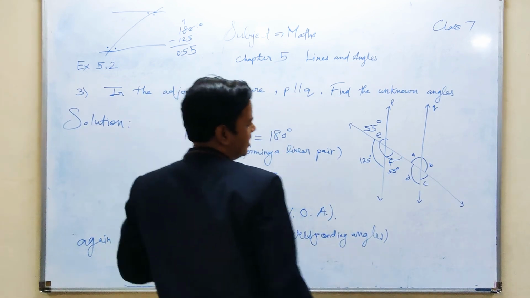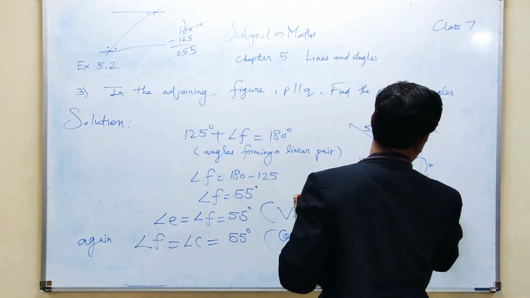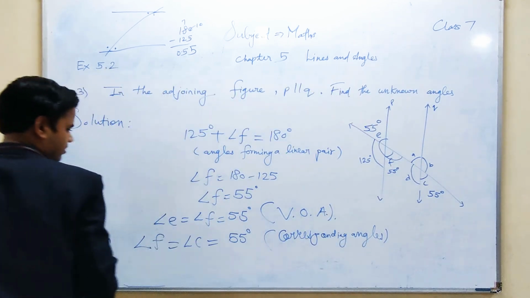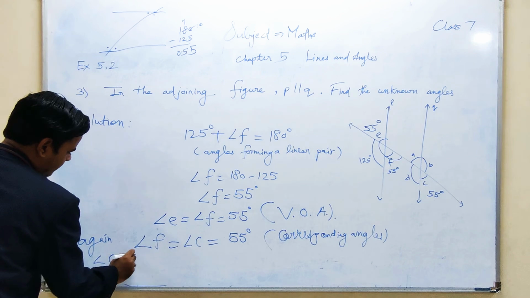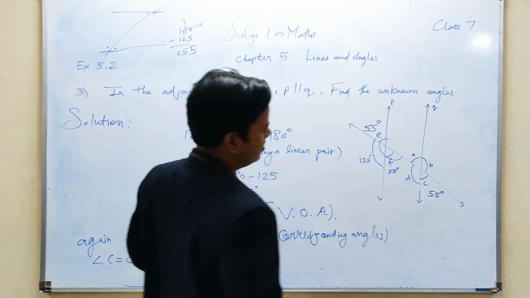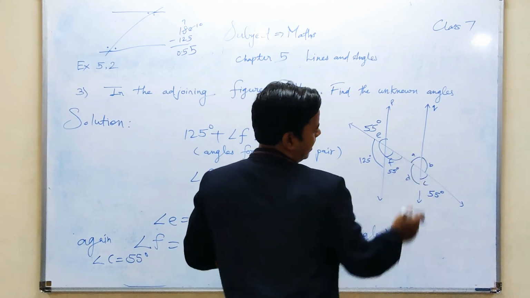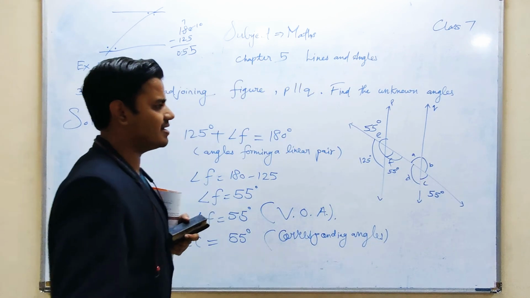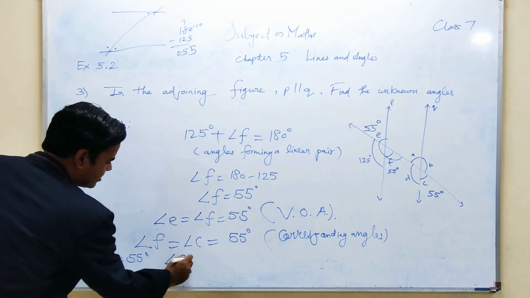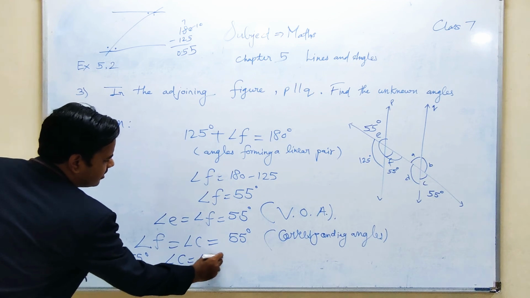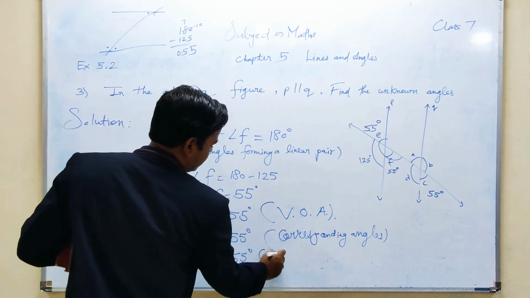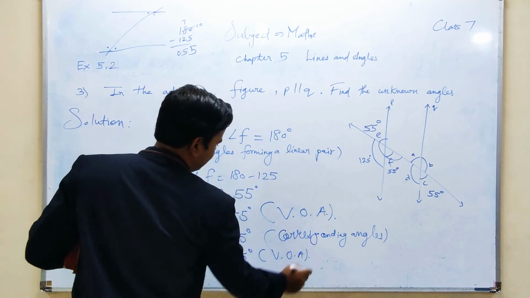Okay, so now we have got this. This also has 55 degree. Angle C is equal to 55 degree. Now see here, angle C is equal to angle A. Vertically opposite angles, both are equal. So we can write angle C is equal to angle A is equal to 55 degree. Reason, vertically opposite angles are equal.